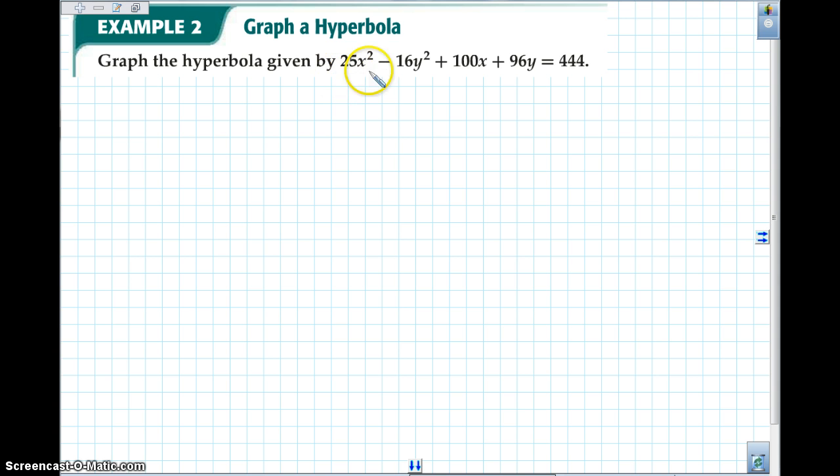So if we have this equation, 25x squared minus 16y squared plus 100x plus 96y equals 444, we want to put our like terms together, so I'm going to reorder this so that I have 25x squared plus 100x minus 16y squared plus 96y equals 444, and they put that over there for us already, so that's nice.